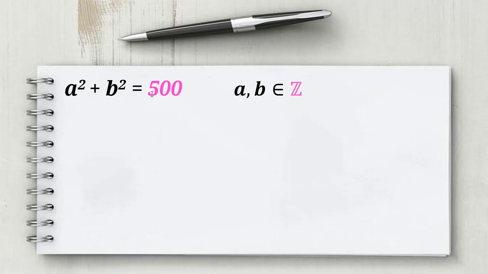a squared plus b squared equals 500. We want to find all possible values of a and b, where a and b are integers. So first, let's consider something: if a is even, and if a is odd.